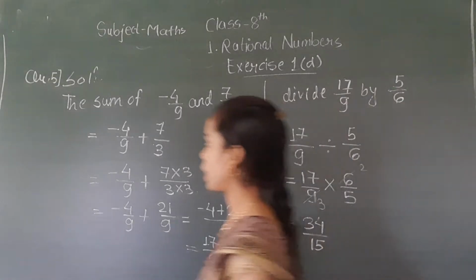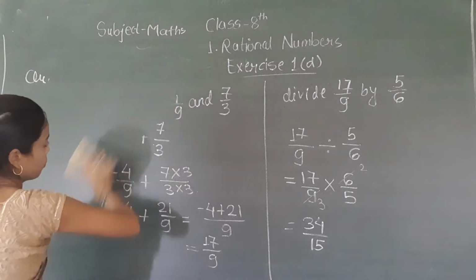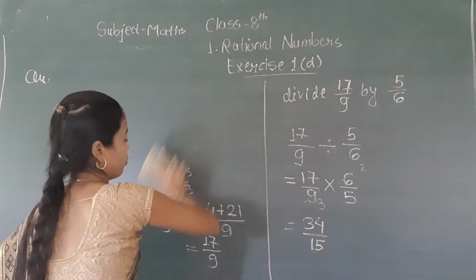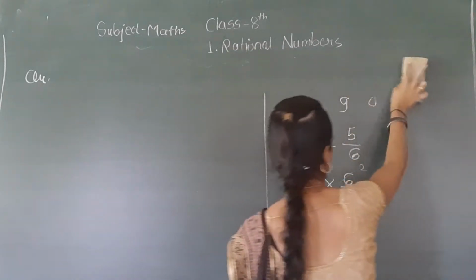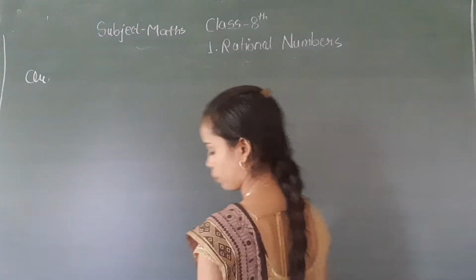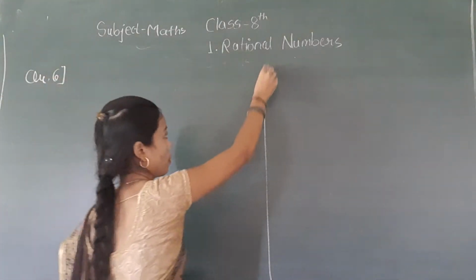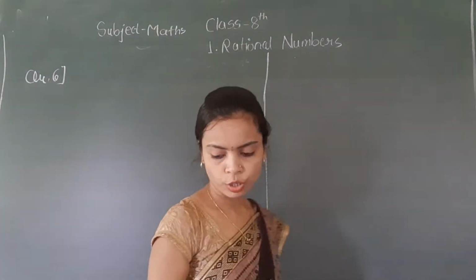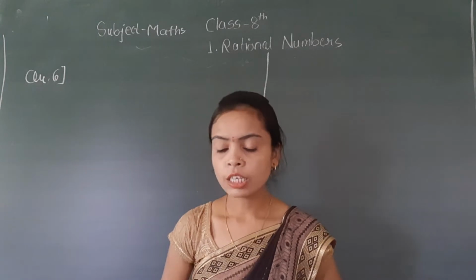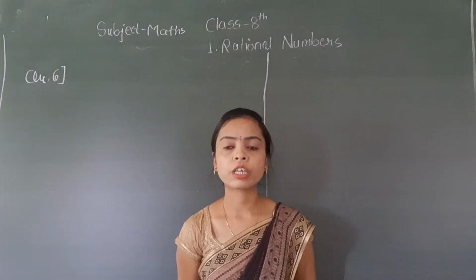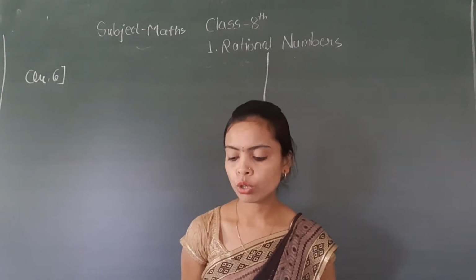Okay, so now question number 6. What is your question number 6? Your question number 6 is: the product of two rational numbers is 0. There are two rational numbers, and if you are finding the product, that means multiplication of them, the answer is 0.